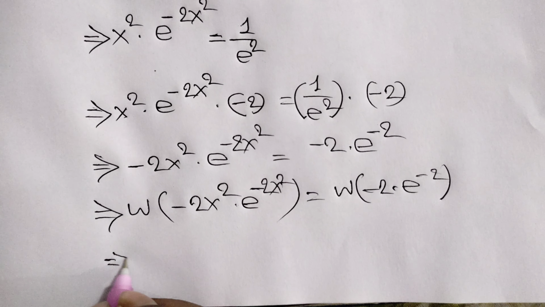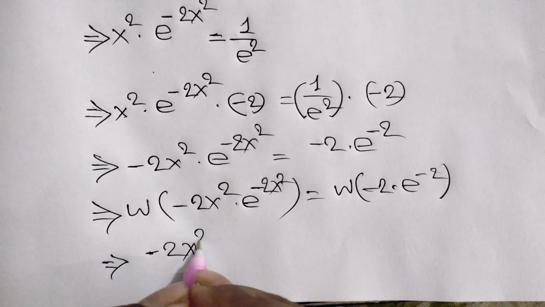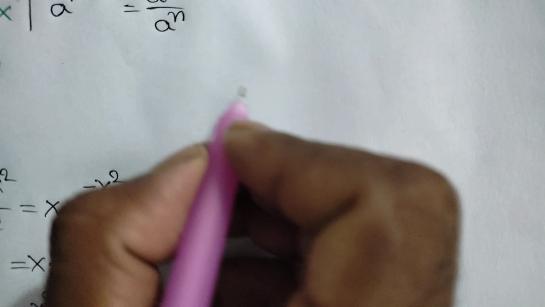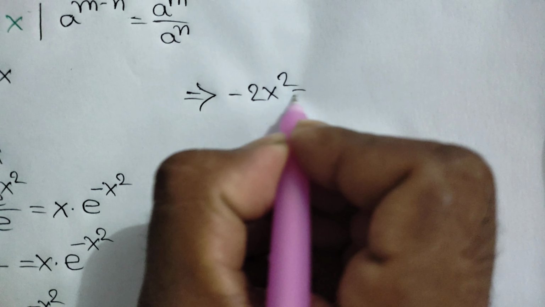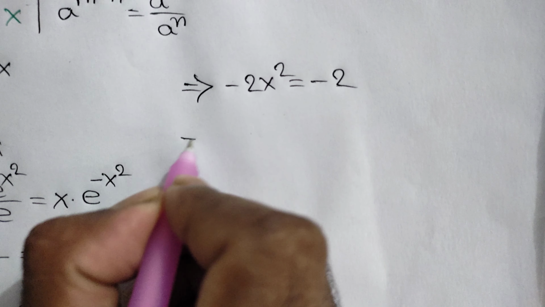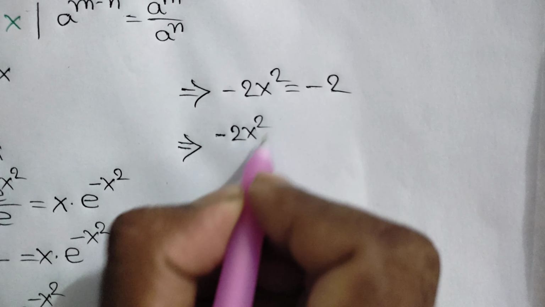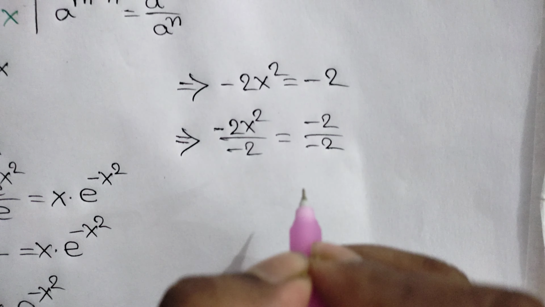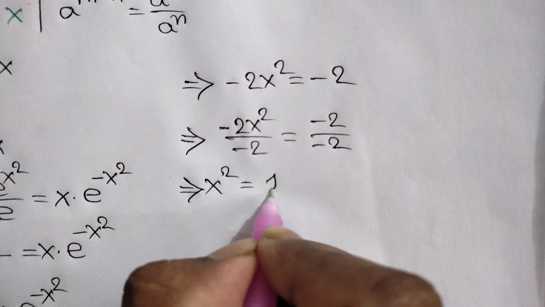So here we will get negative 2x square is equal to negative 2. Now dividing both sides by negative 2, we can write negative 2x square over negative 2 is equal to negative 2 over negative 2. So here we will get x square is equal to 1.